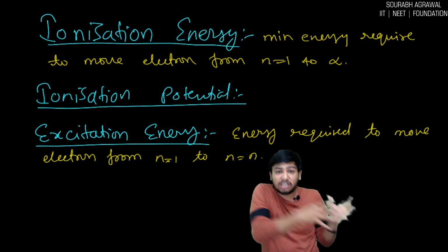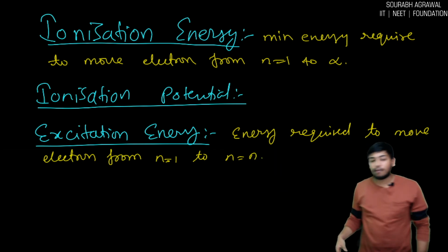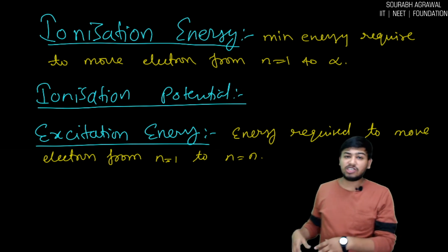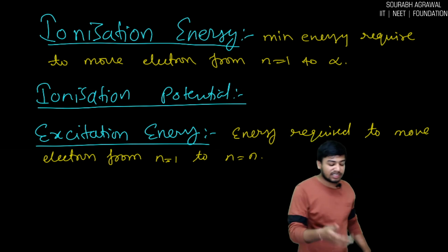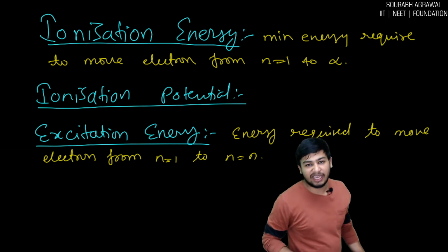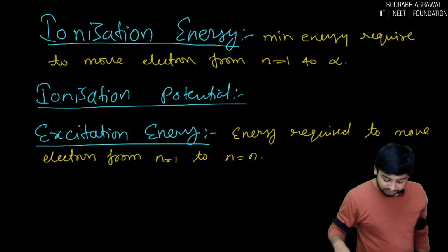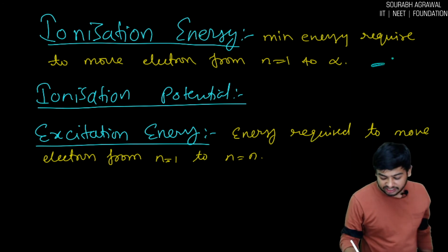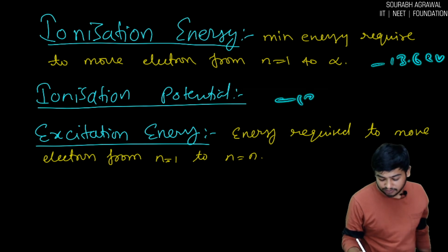From its ground state to infinity. Are you getting my point? Similarly, ionization potential, the potential that you need for that: simply instead of eV, just divide by e, and you will get the potential. For example, if ionization energy is 13.6 eV, then the potential is 13.6 volt.